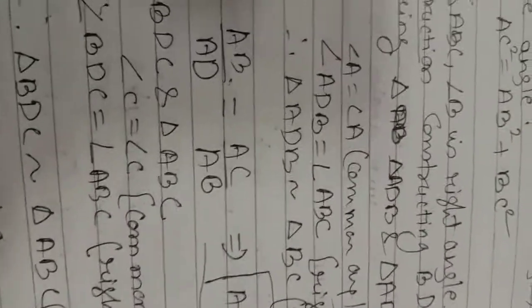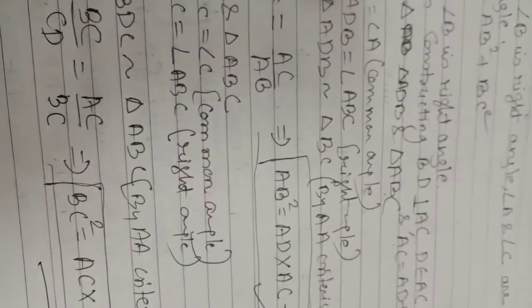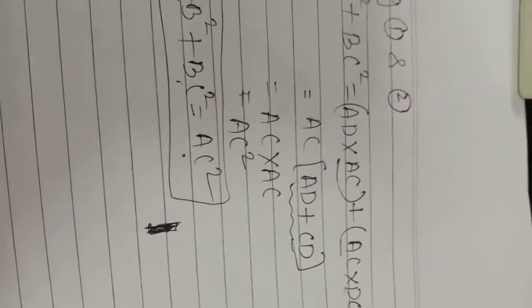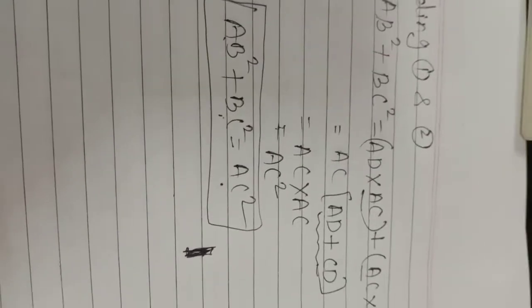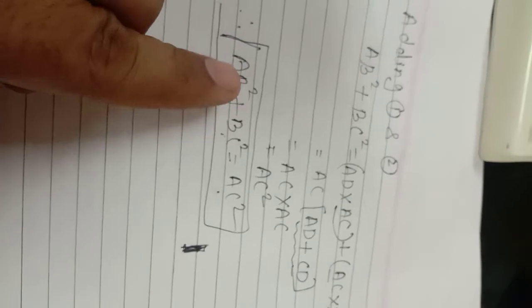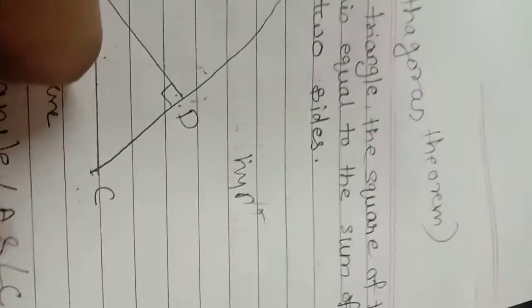So in this way, after getting the two values, we have to add them, that is AB square is equal to this and BC square is equal to this. You have to practice on this portion whatever I'm saying now, and here it becomes easier for you. Put the values, take AC common, and you know the value of AD plus CD. Replace AD plus CD by AC and you will get AC square, and hence we prove that the square of hypotenuse is equal to the sum of squares of two adjacent sides. You can see here AC square is equal to AB square plus BC square.